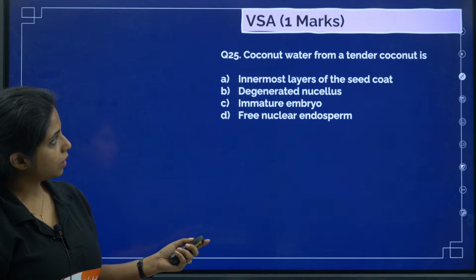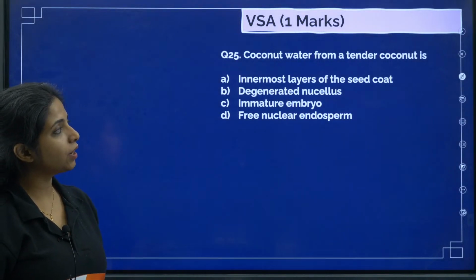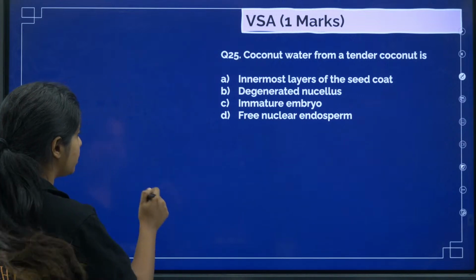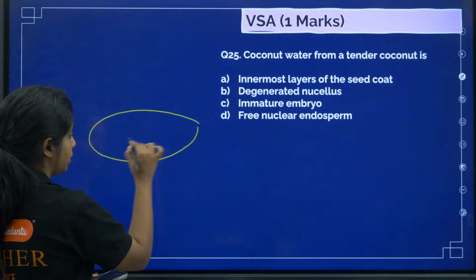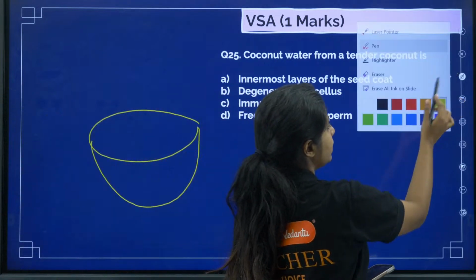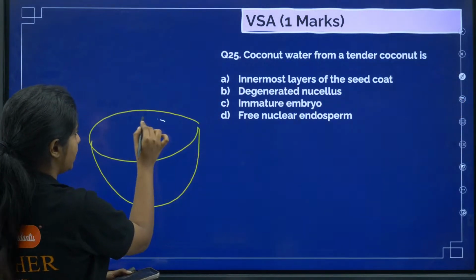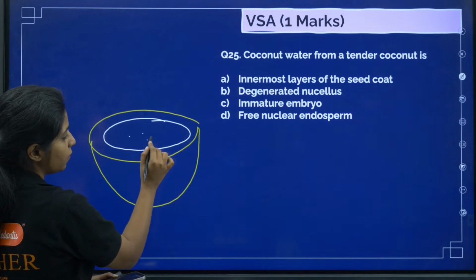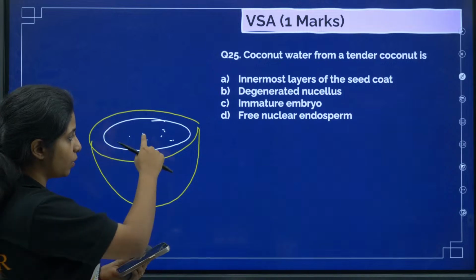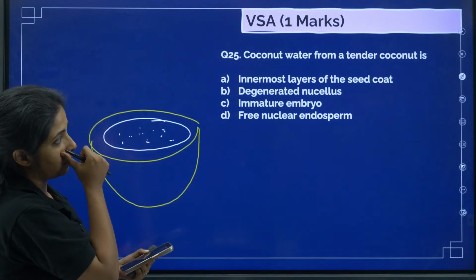Now, coconut water from tender coconut is what? If you have seen a coconut, there is the white kernel which we eat, and inside that there is some water also. So you are asked about the water. What is this water?